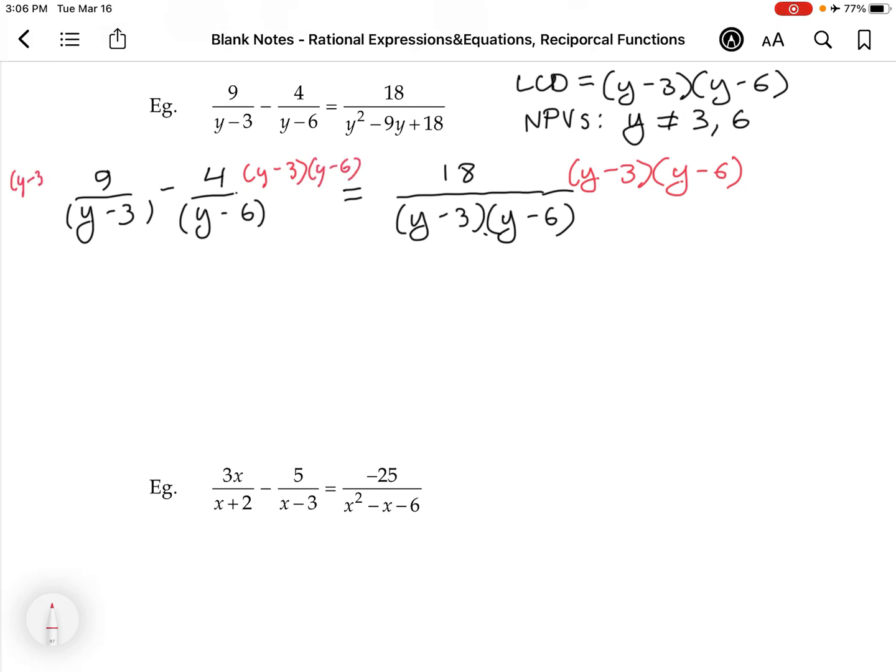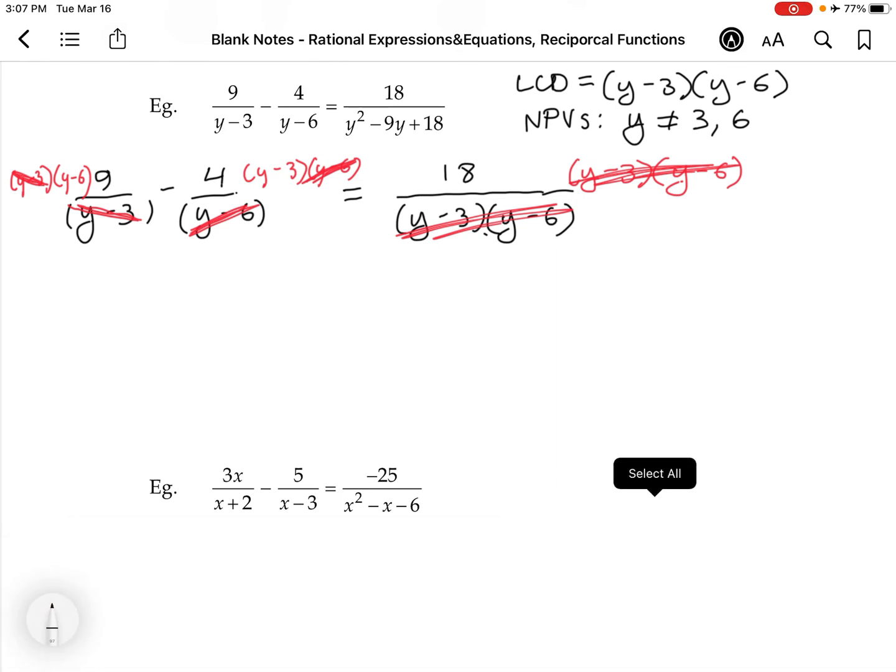Okay, and here, y minus 3 times y minus 6. Okay, and then denominators will cancel. So from the first term on the left, the denominator of y minus 3 will cancel with this factor. And from this second term, 4 over y minus 6, the denominator of y minus 6 will cancel with this factor of y minus 6. And on the right side, the entire denominator will cancel with that.